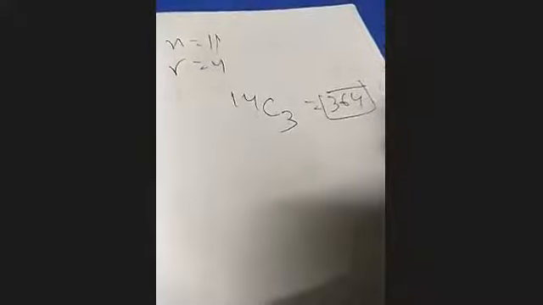So 4 plus 11 is 15, 15 minus 1 is 14, 4 minus 1 is 3. 14C3, which is equal to 364. So there are actually 364 such numbers in 4 digits whose digital sum is 12.